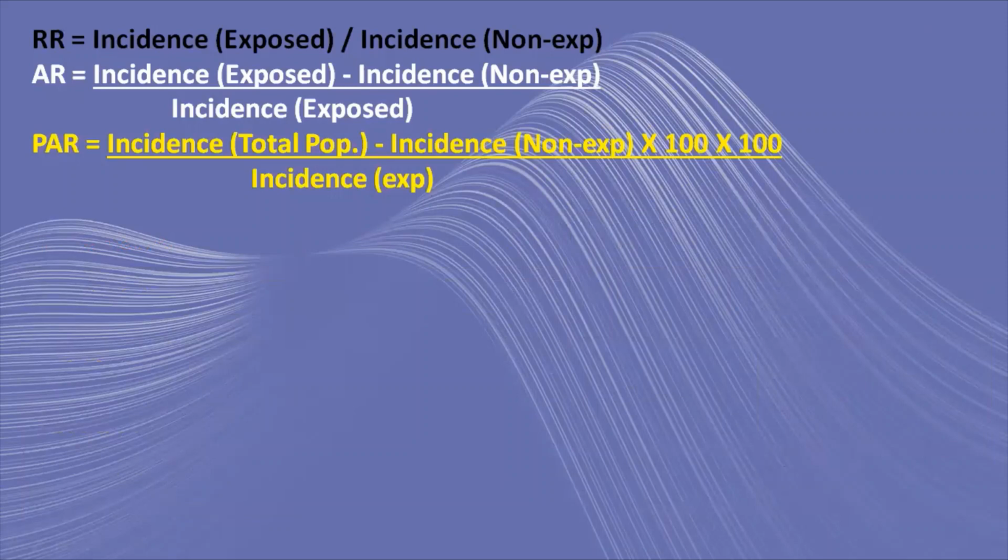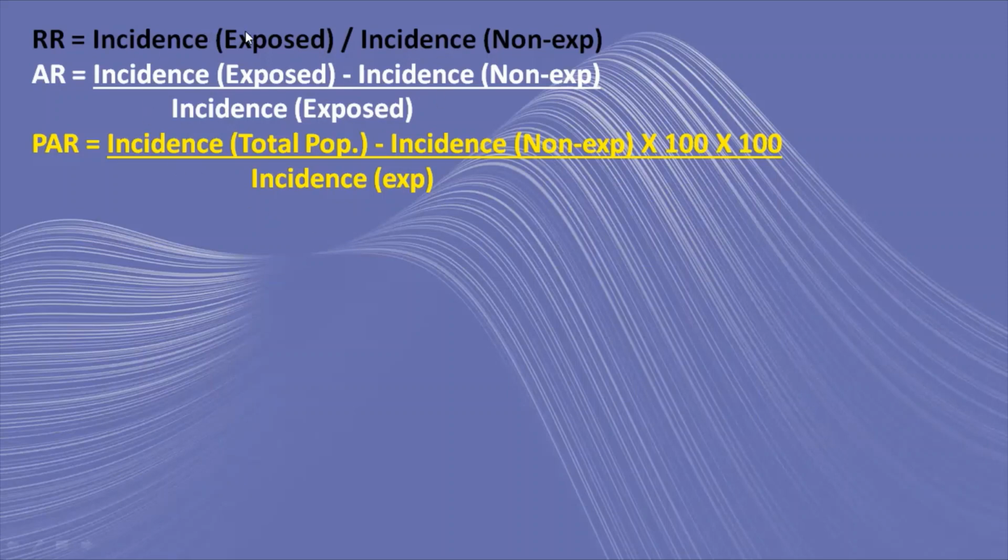For relative risk, we need incidence among exposed by incidence among non-exposed. So these are the formulas which are used. Attributable risk is incidence among exposed minus incidence among non-exposed divided by incidence among exposed. And population attributable risk is incidence of disease among total population minus incidence among non-exposed divided by incidence among exposed into 100. So these are the three formulas.